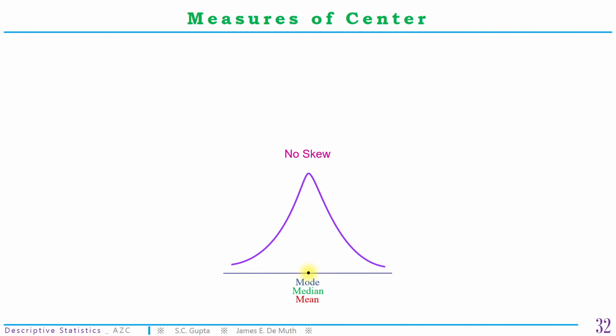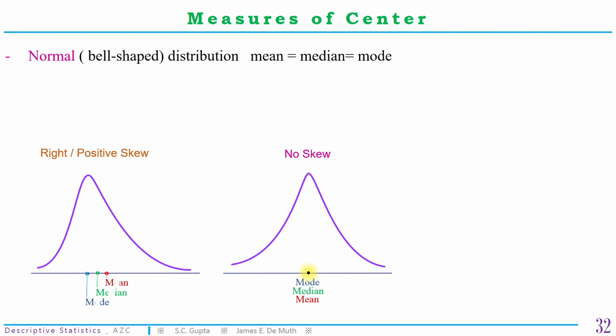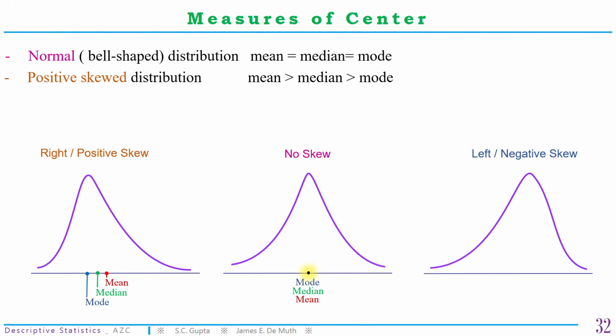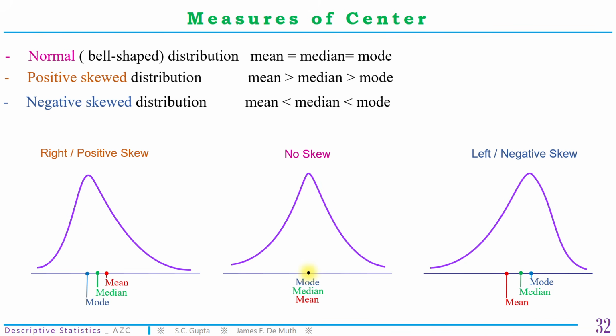In a normal or bell-shaped distribution, mean is equal to median is equal to mode. In a positive skewed distribution, mean is greater than median is greater than mode. In a negative skewed distribution, mean is less than median is less than mode.